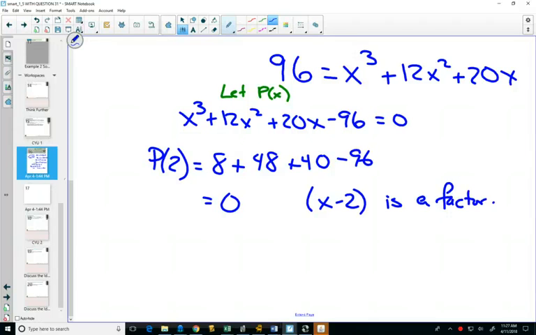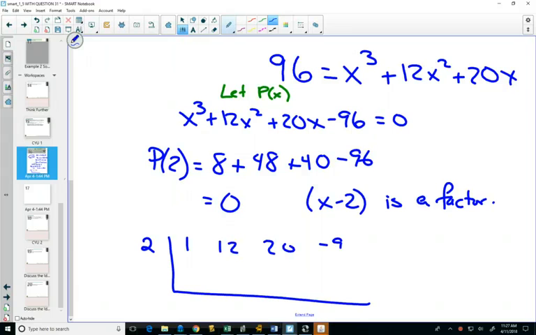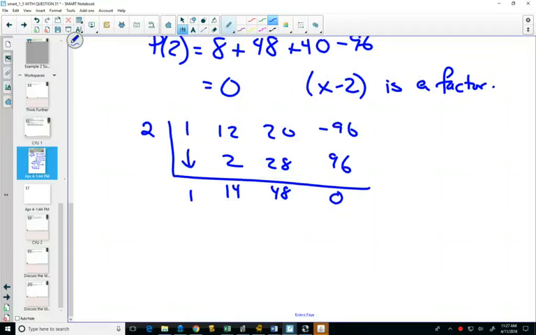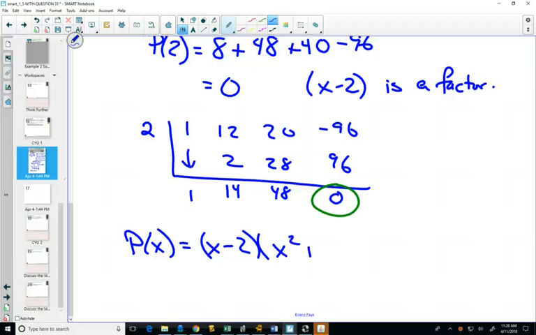And if x minus 2 is a factor, we can now use synthetic division with the 2 out here, 1, 12, 20, negative 96. Bring the 1 down, 2, 14, 28, 48, 96, and yes, we get a remainder of 0. So we can say that p of x is equal to x minus 2 and x squared plus 14x plus 48. Although we figured out that x equals 2 was a possible answer, if we can factor this further, there might be more than one right answer.